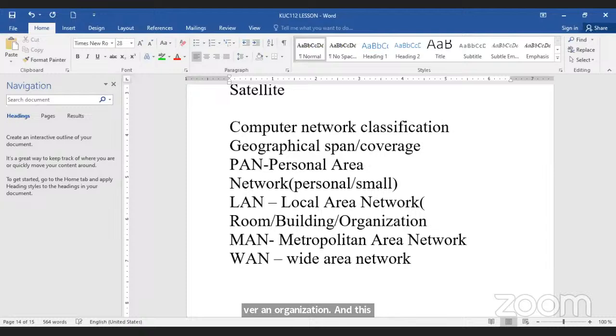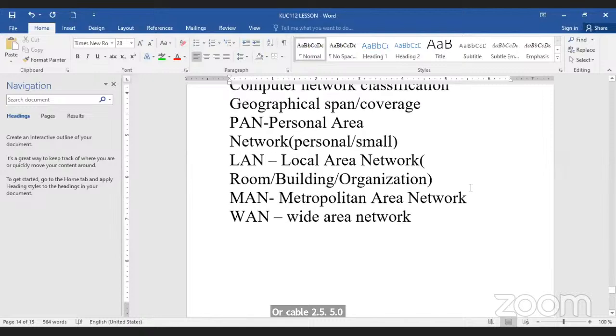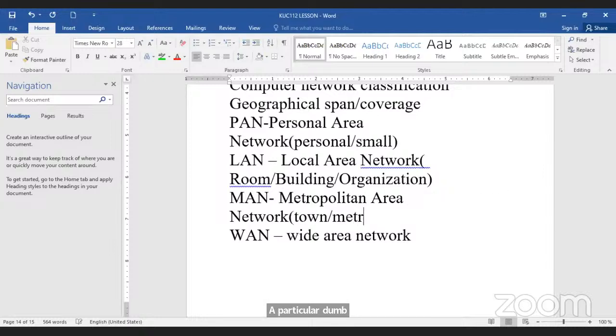Like here in Kibabi University, you are all connected to Kibu 2.4, or Kibu 2.5, or 5.0. That's a local area network. Then you can have a network that can cover a particular town or a particular metropolitan area. That's why I call it a metropolitan area network.